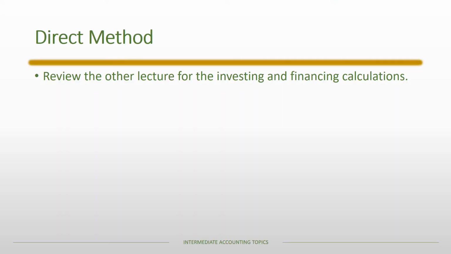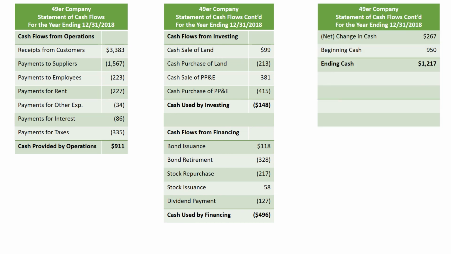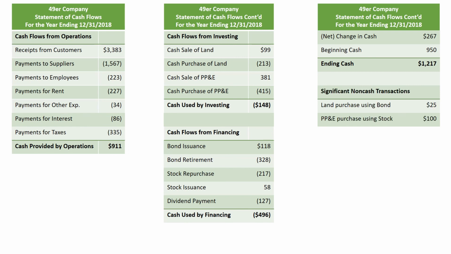The other two sections, please review those in the other lecture because they're exactly the same and there's no reason to walk through them all again here. And so the first section of our statement of cash flows is our cash flows from operations. With the direct method, again, you have the individual items, and then you have cash flows from investing and cash flows from financing, which are in the other lecture. And the bottom section is exactly the same. You start with the net change in cash, your beginning cash, and then you calculate your ending cash, and then you list out your significant non-cash transactions.